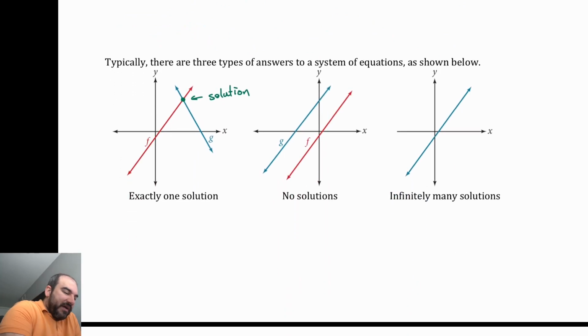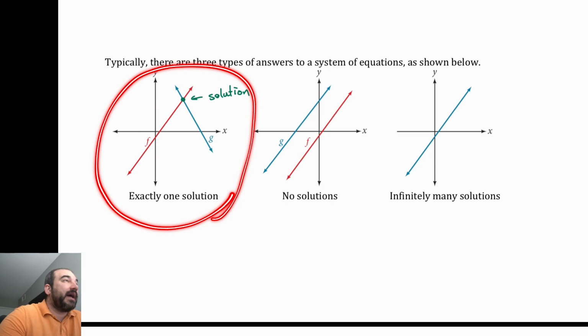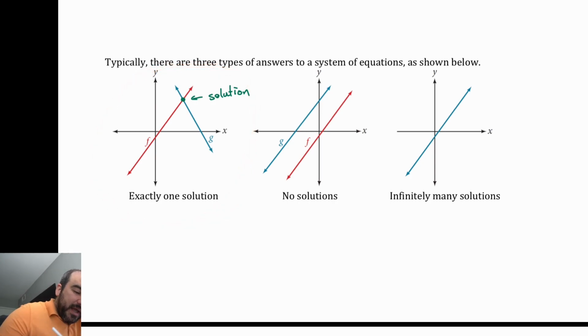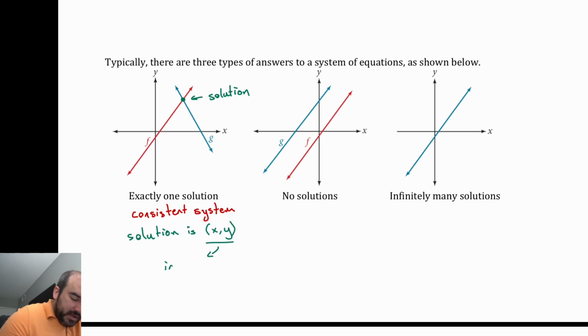So on these graphs, let's write some things. The first thing that can happen is you solve and you get a point. You find the x value, you find the y value that works for the equations, and that means you're in this situation where the lines intersect in exactly one solution. That one is called a consistent system. And the solution is x comma y, which is the intersection.